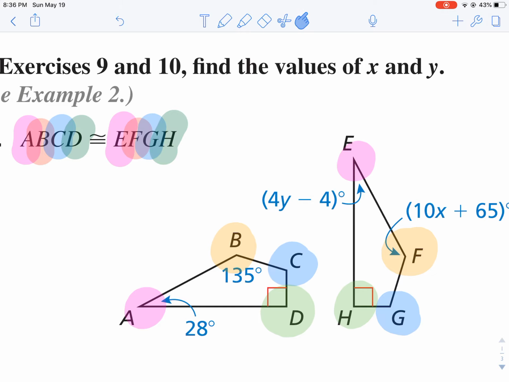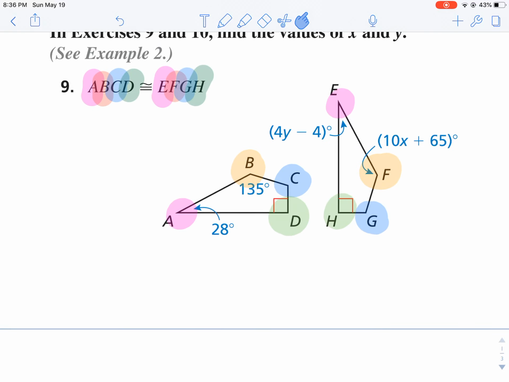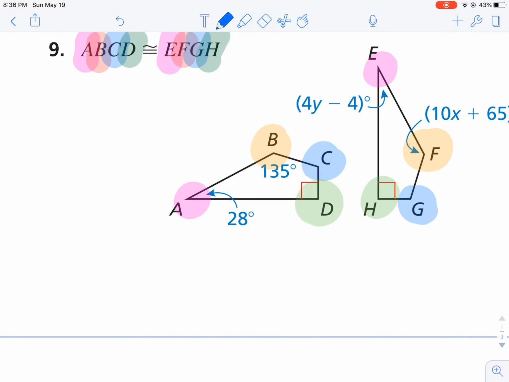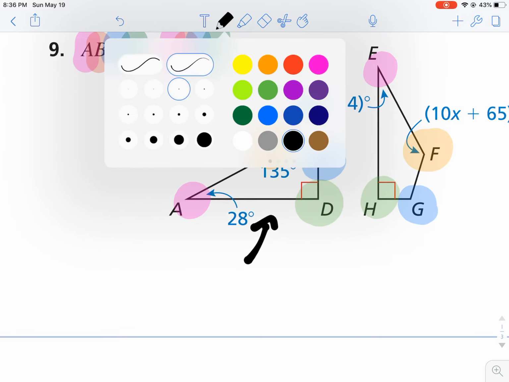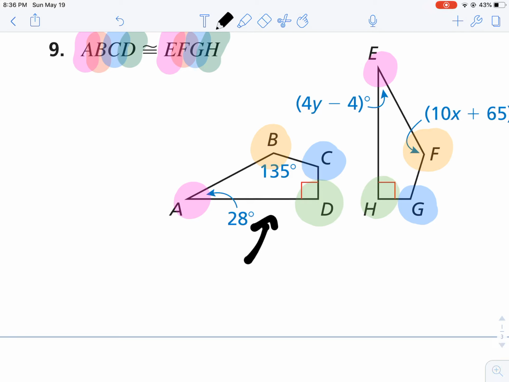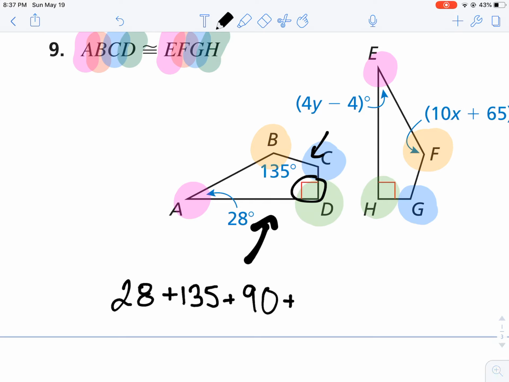Now, if I take a look, first thing I also want to realize here is that all quadrilaterals, their interior angles have to add up to 360 degrees. So if I look at this first quadrilateral here, I know that everything in here has to add up to 360. I'm given 28. I'm given 135. I get 90 from the square there. It indicates that's a right angle. And then there's one that I'm missing right here, C. So I'll even call this plus C equals 360.